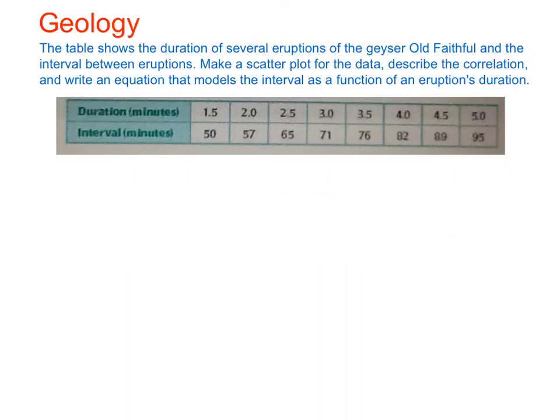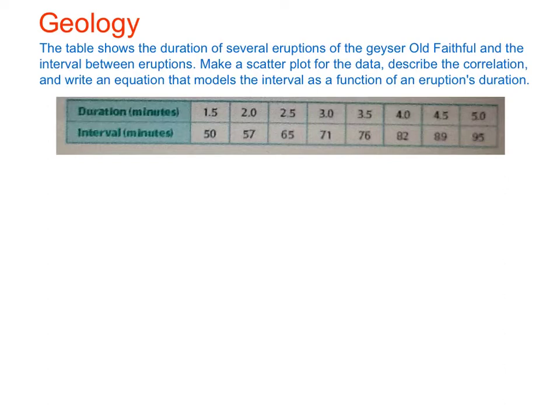Alright, so this is going to be the only example that we look at in this video. Let's take a look at it. The table shows the duration of several eruptions of the Geyser Old Faithful and the interval between eruptions. Make a scatter plot for the data, describe the correlation, and write an equation that models the interval as a function of the eruption's duration.